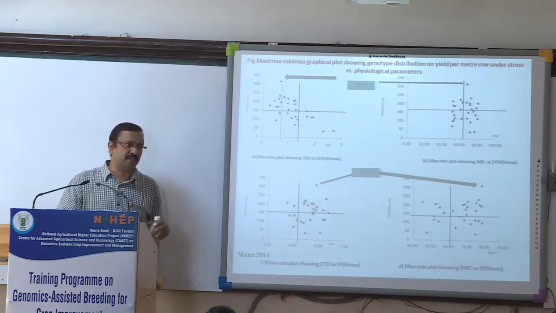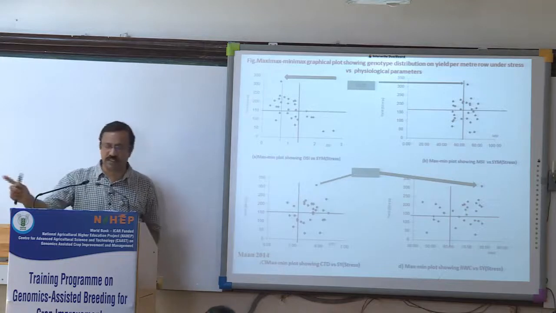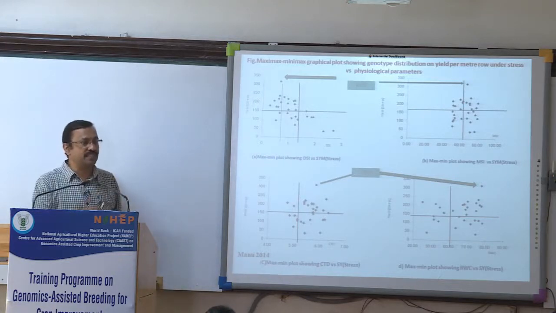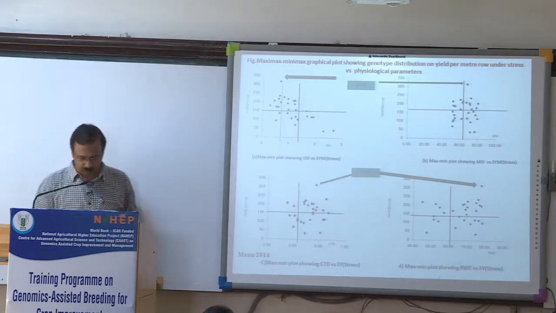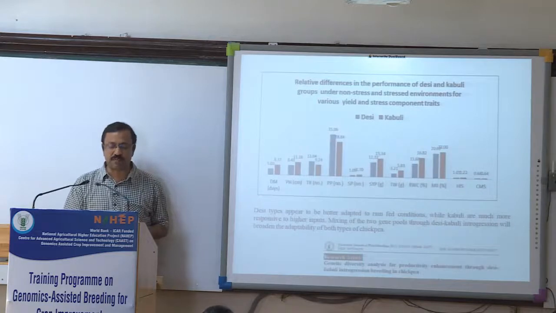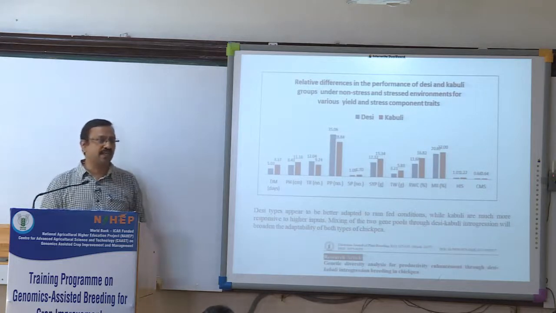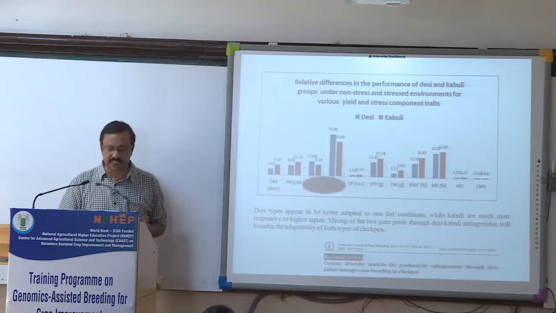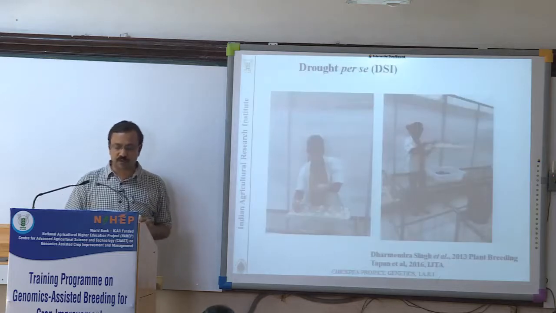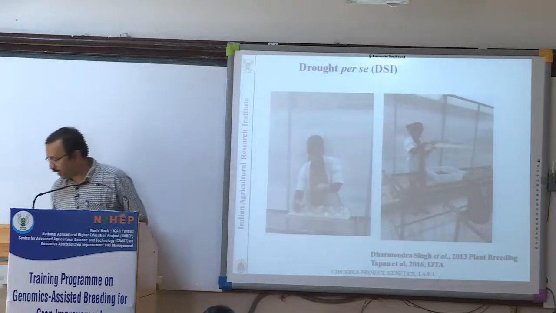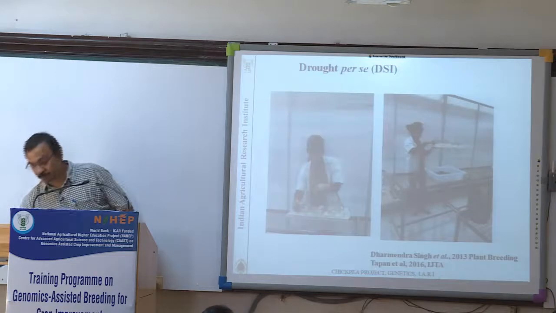I do not know whether that is coming from root, or from leaf, or from stem. What I want is that the plant should yield better under drought conditions. So the drought susceptibility index plays a major role, and of course there are relative differences in the groups per se. And then we started looking at whether we can actually evaluate for this drought per se.